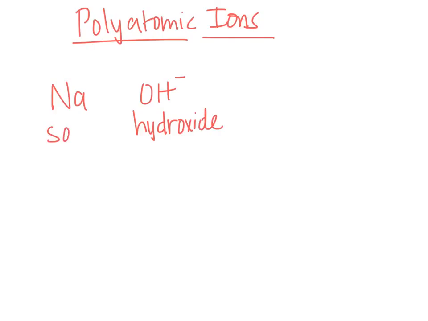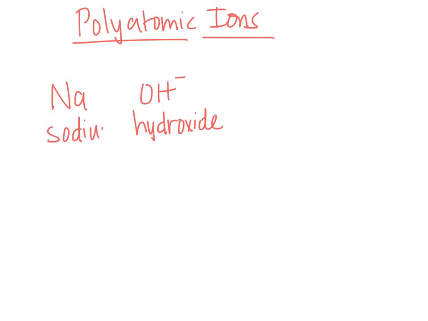Okay, so let's write that across the top so you have this section. Polyatomic ions. Okay, so let's see. Let's do Na, which is sodium, and let's combine that with OH. Okay, OH is hydroxide. Okay, this is hydroxide. So you can find that on your common ion sheet. Okay, and then Na we know is sodium.